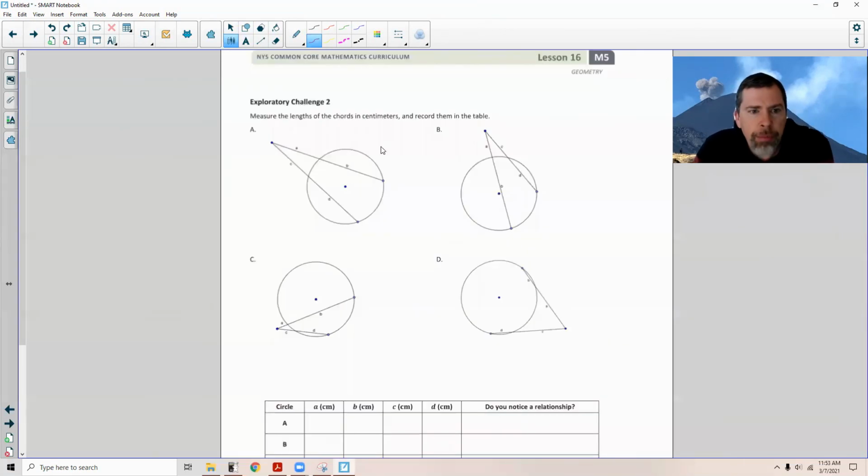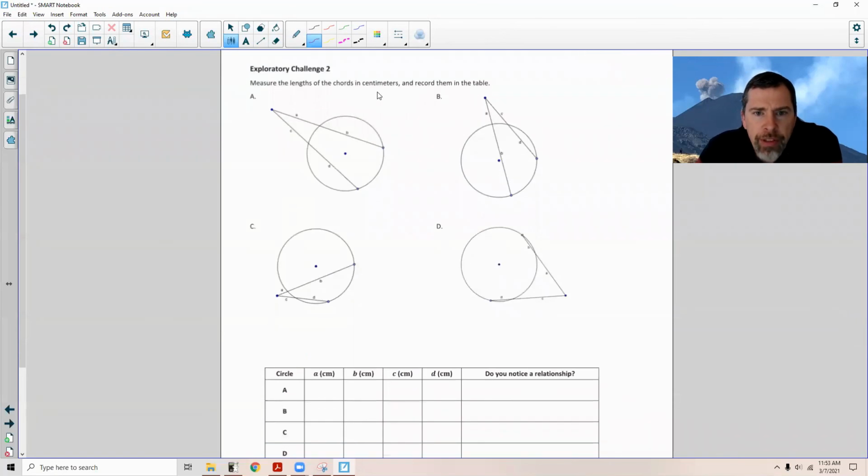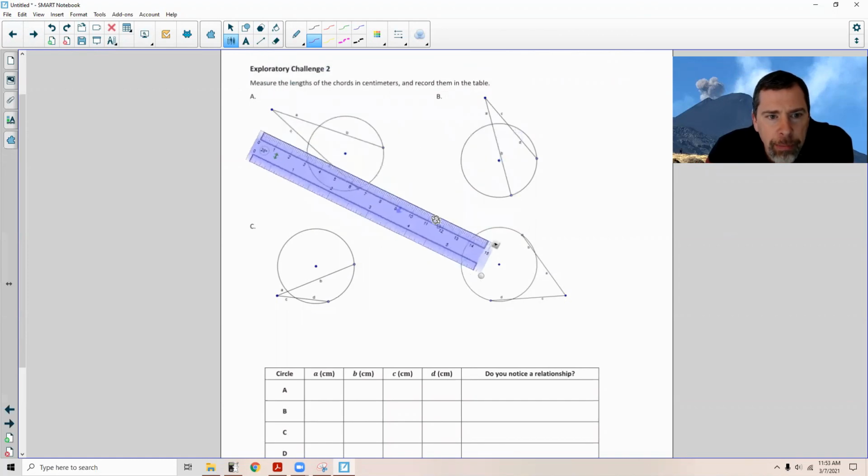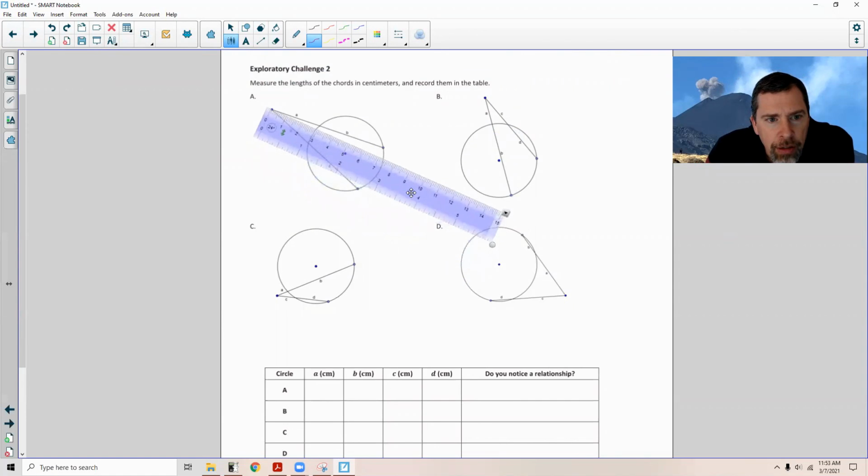All right, page 3 brings us to exploratory challenge 2. Measure the lengths of the chords in centimeters and record them in the table. Okay, this is really time consuming for me, so I'm going to measure the first one, but then I'll do it and bring my values in after. I don't want to spend the time. I think we all know how to measure stuff. So these are tangent or secants this time. They're not just chords, they are secants.